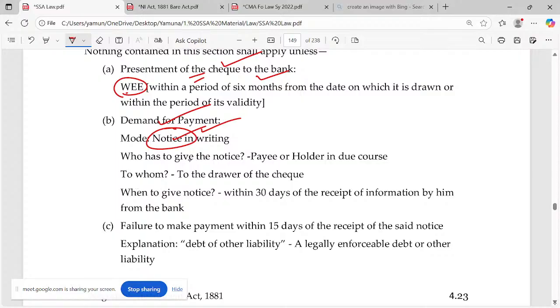Okay. So who has to give the notice? Payee or the holder in due course? To whom? To the drawer of the check. When to give the notice? Within 30 days of the receipt of information. Okay. Failure to make payment within 15 days, now obviously the liability will be carried on.